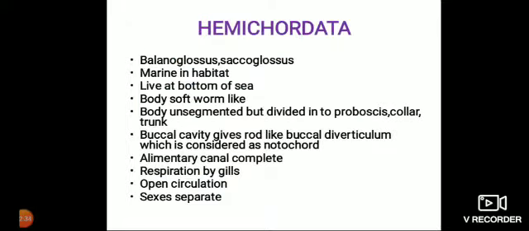Some multiple choice questions are there. Then you will be asked to describe the characteristics of Hemichordata or phylum Annelida or Arthropoda. What is a sanguivorous animal? What is the organ of Bojanus? It is the organ of excretion in mollusca. Open circulation is present in hemichordates, mollusks and arthropoda, like this.